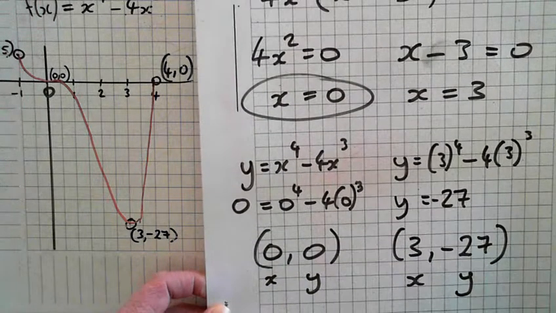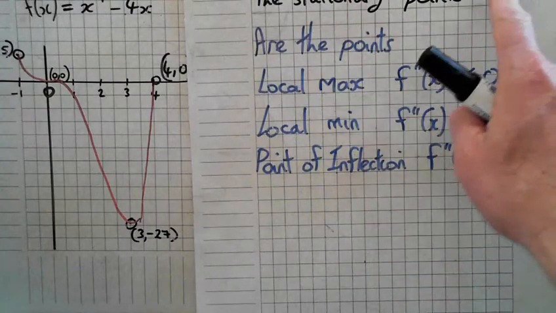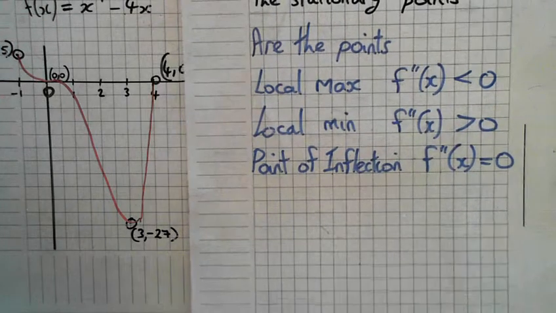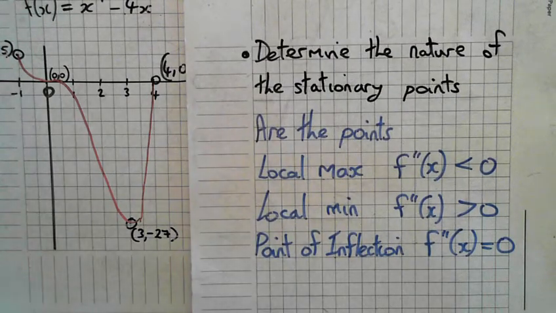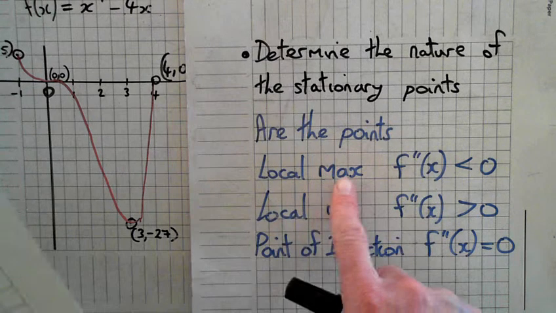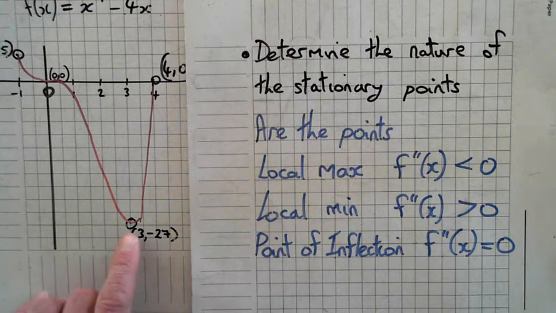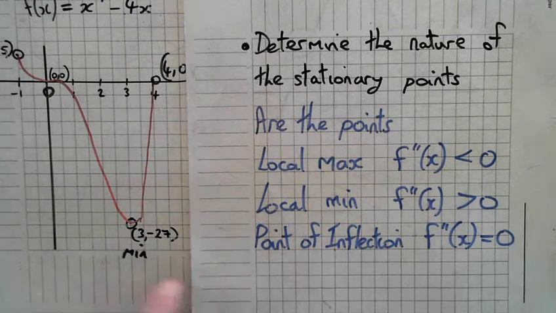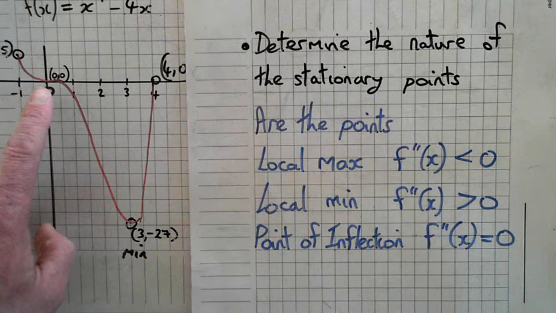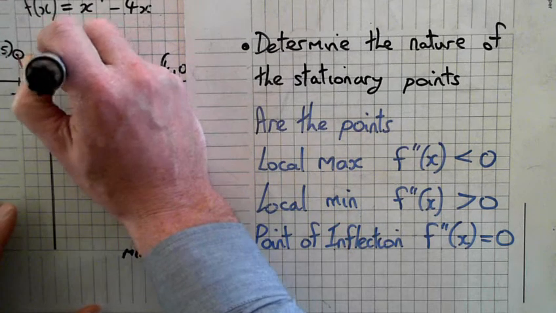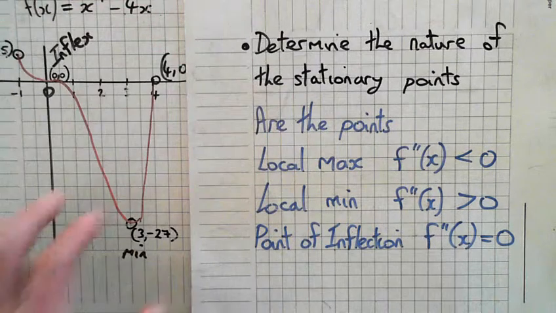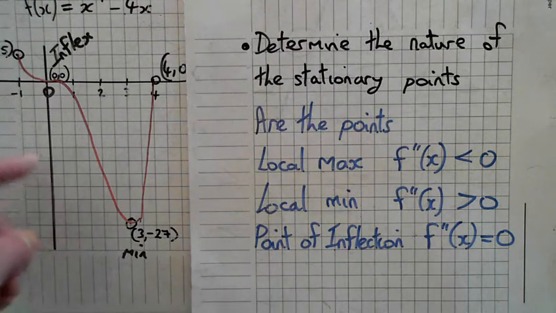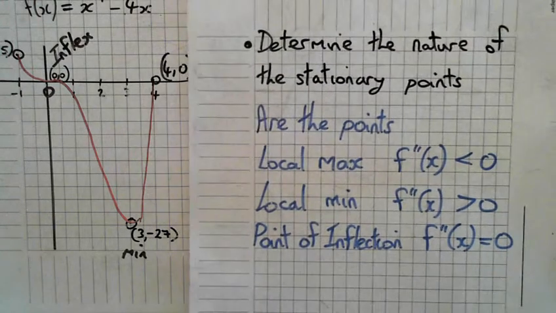Right, the next bit is you've got your two turning points. Determine the nature of the stationary points. So basically, are they a local maximum? Is that a local maximum? What is it? It's a local minimum. This one here is a point of inflection. Alright, the nature, that's what that means. What are they? Are they a local maximum, local minimum? So how do you do that? You get the second derivative.